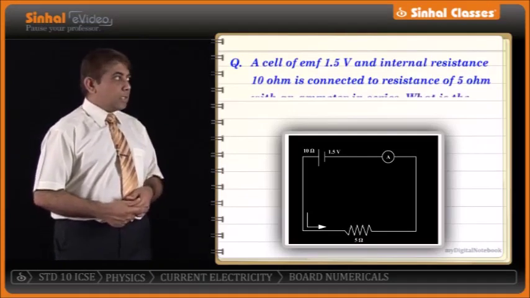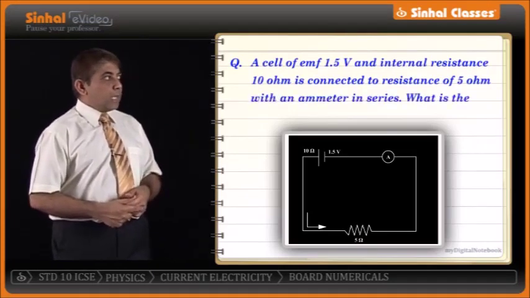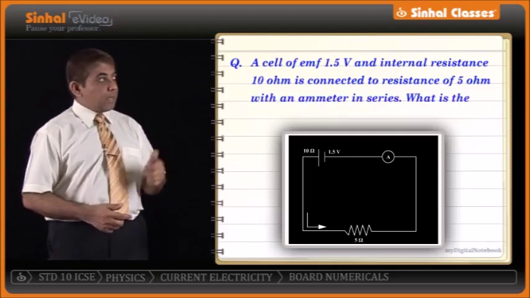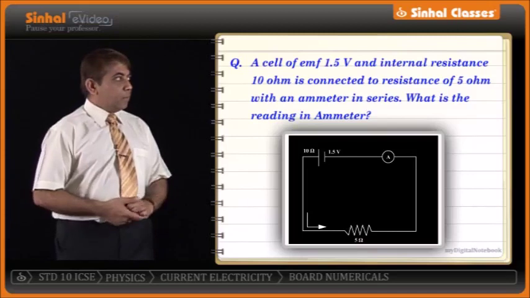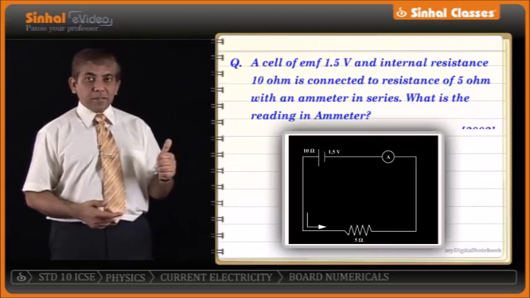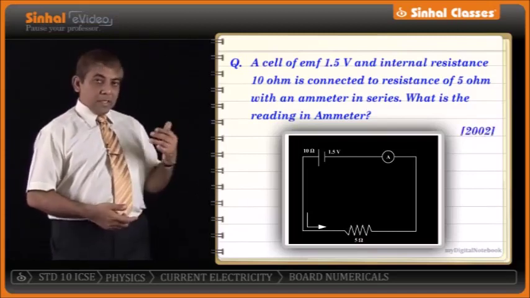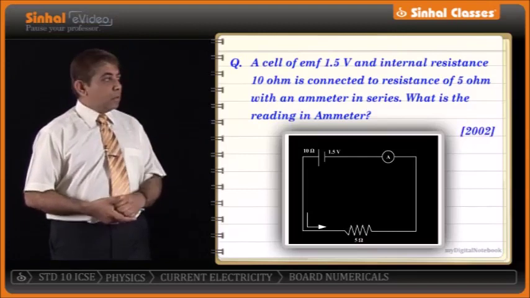is connected to a resistance of 5 ohm with an ammeter in series. Now this ammeter that is connected in series is going to measure the current in the circuit. You are asked to find out the reading in the ammeter. We are applying the universal law, that is Ohm's law.